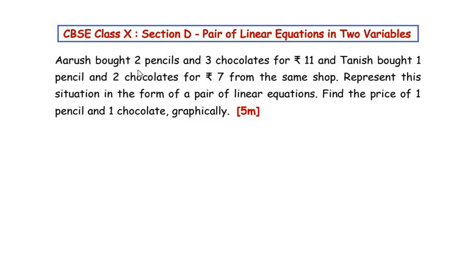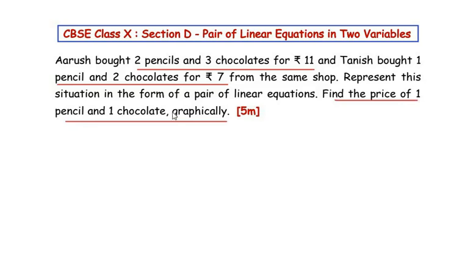Aarush bought 2 pencils and 3 chocolates for 11 rupees and Tanish bought 1 pencil and 2 chocolates for 7 rupees from the same shop. Represent this situation in the form of a pair of linear equations. Find the price of 1 pencil and 1 chocolate graphically.